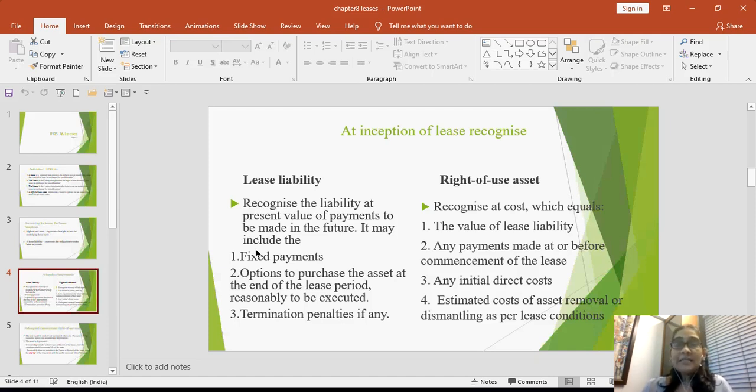The right of use asset will include the lease liability plus any initial payment made to the lessor and any direct costs that are incurred related to this lease, and if at all there is any dismantling cost or asset removal cost that would be incurred at the end of the lease period, this would also be a part of the cost of the right of use asset. Okay, so this is how you will do the initial measurement.